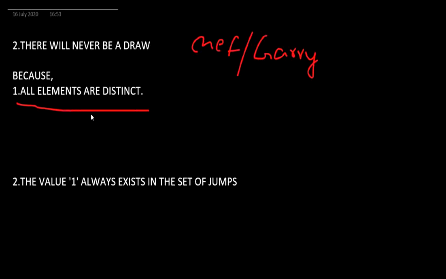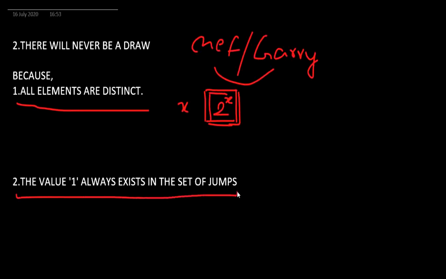So, as all the elements are distinct, there's only one element which is greater than all other elements in the stack. So, if that element is X, then only one of these two players can reach X first, and his score will get incremented by 2 power X. So the person whose score will get incremented by this value wins the game. And since X is not repeated in this array, only one of these players can have this score. Okay, so the second point which supports the statement is that in the set of jumps, 1 is always present.